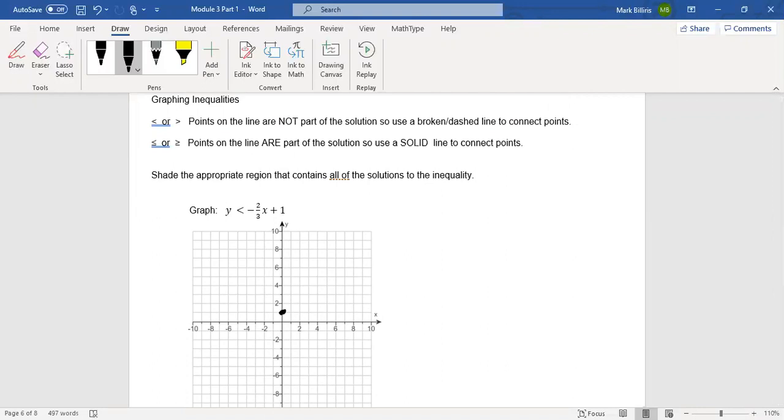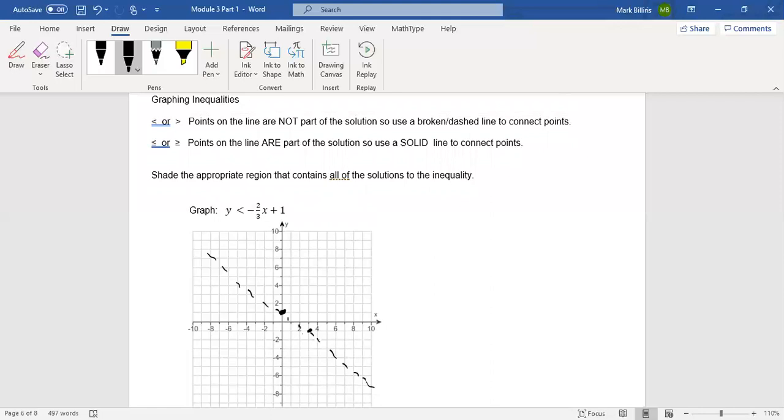My slope is -2/3. So from my starting point, I go down 2 and to the right 3 and put my next point. Now this time, when I connect, it's not going to be a solid line. It's going to be a broken line, indicating that the points on the line are not a solution.